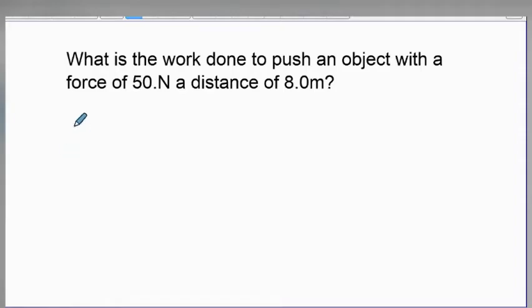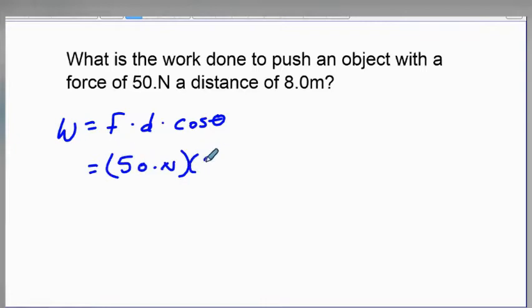In our last video, we looked at how we can calculate the work using a formula that involves the force multiplied by the distance. And the force must be in the same direction as the distance, so we can use the cosine of the angle to help us calculate that. So using that formula as an example, here we have a 50 Newton force multiplied by a distance of 8 meters to give us 400 Newton meters, which is a joule. So we did 400 joules of work.